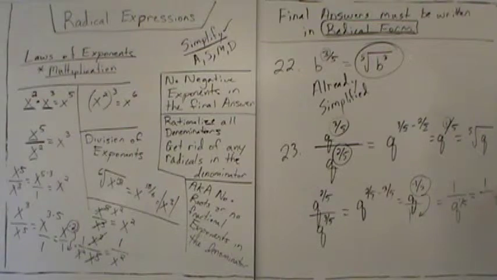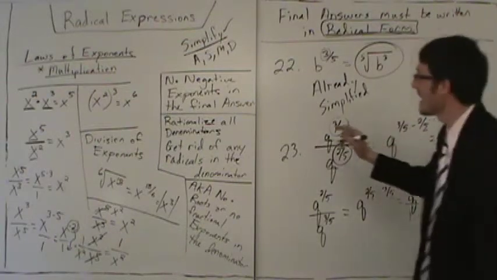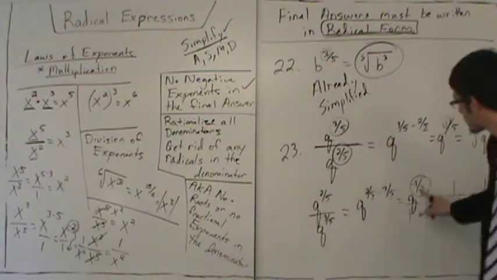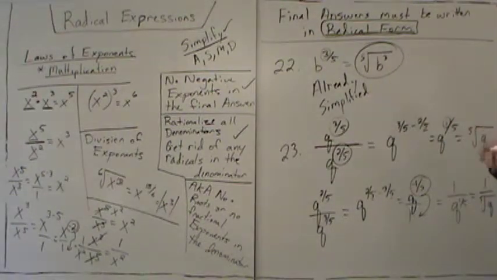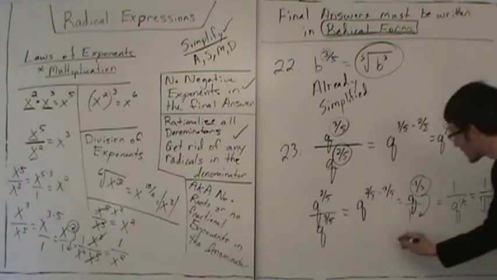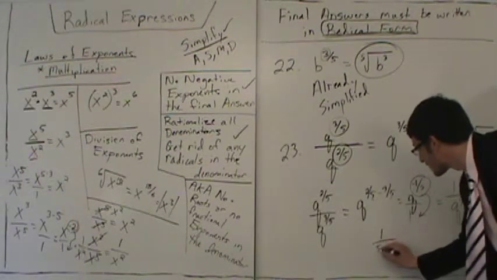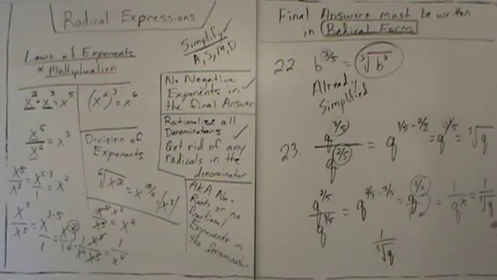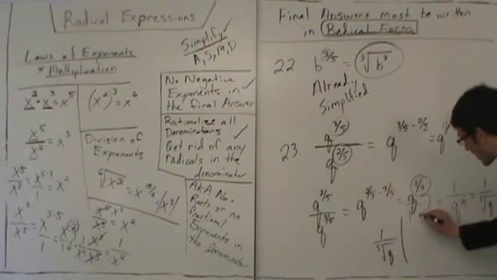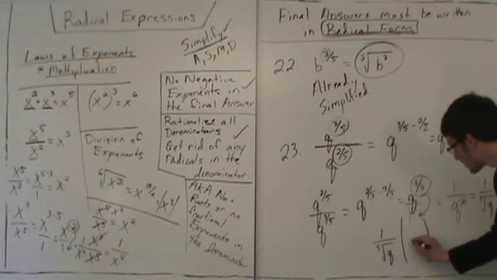Notice that this is 1 over the 5th root of q to the first power. Now, remember, no negative exponents in the final answer. We've gotten rid of the negative exponent. What else? We have to rationalize all denominators, which means get rid of any radicals in the denominator. Notice we have a radical in the denominator, so we're looking at 1 over the 5th root of q. And the question is, how can we get this root out of the denominator? Well, remember we multiply by another 5th root. Remember that the index must match.